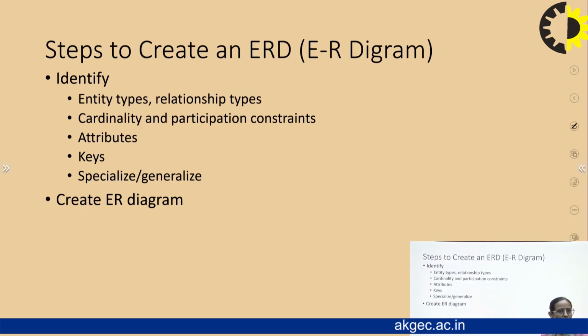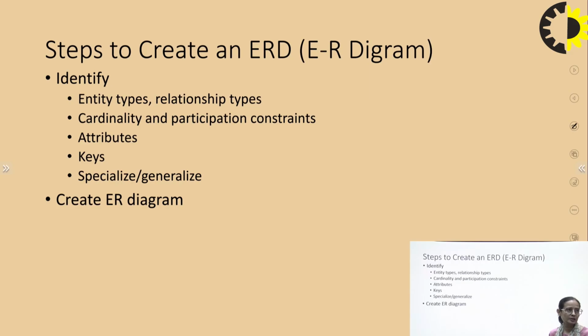So what are the basic steps to create an ER diagram? First we identify all the entities, relations, attributes, keys, cardinality and participation constraints. Each and every thing you need to identify first when you have a problem in hand, and after that you start creating the ER diagram.